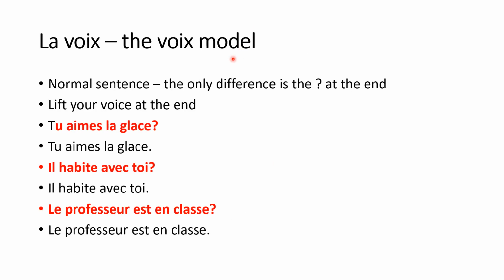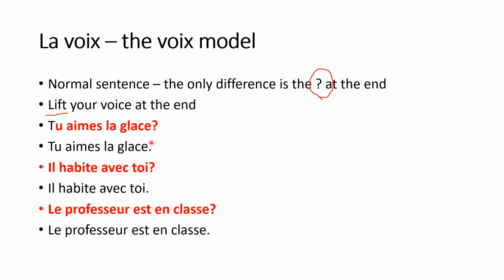So let's look at the voice model once again. It's a normal sentence. The only difference is the question mark at the end. If there's no question mark, it's an ordinary sentence. This question mark at the end is what is important. And you have to lift your voice at the end. So let's look at these sentences.